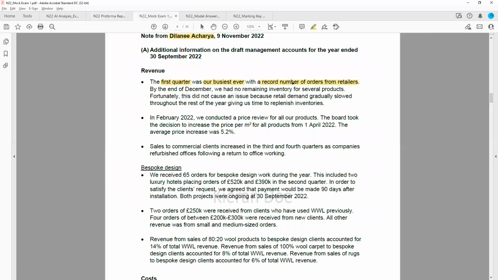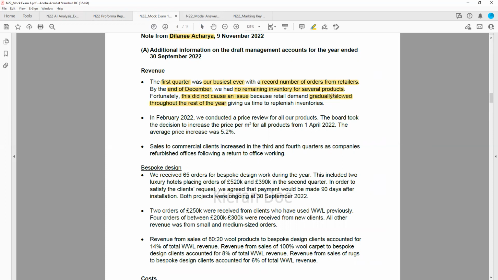So that's the first piece of information we're given here. By the end of December, so obviously the first quarter would be October, November, December, so by the end of the year, we had no remaining inventory for several products. It was that much of a busy period, so perhaps busier than expected. Fortunately, this did not cause an issue because retail demand gradually slowed throughout the rest of the year, giving us time to replenish inventories. Okay, so it sounds as though the busy first quarter, but then growth slowed.